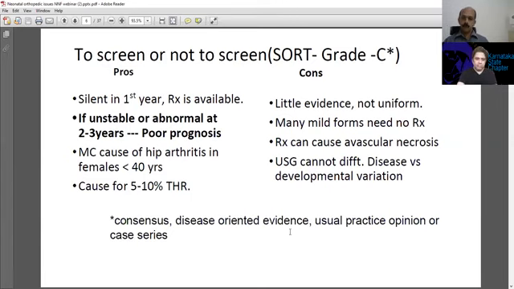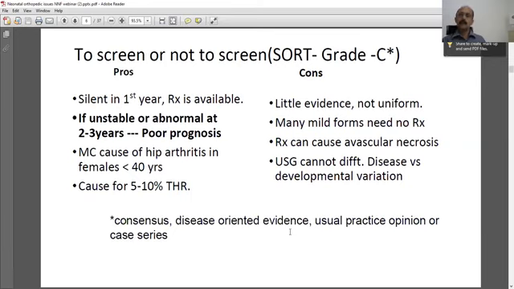Now coming to cons, why do people think about whether to screen or not, whether to include it in the public health program or not, abroad where it's public health program driven. In our country also, what are the points against routine screening? One argument is there's little evidence and it's not uniform, but then it's not favoring missing any of the DDHs. The second argument is many mild forms need no treatment. Yes, you screen, you identify it as mild, and if it doesn't require treatment, don't treat it. But it's still important to screen, is what I feel, or what people generally feel.